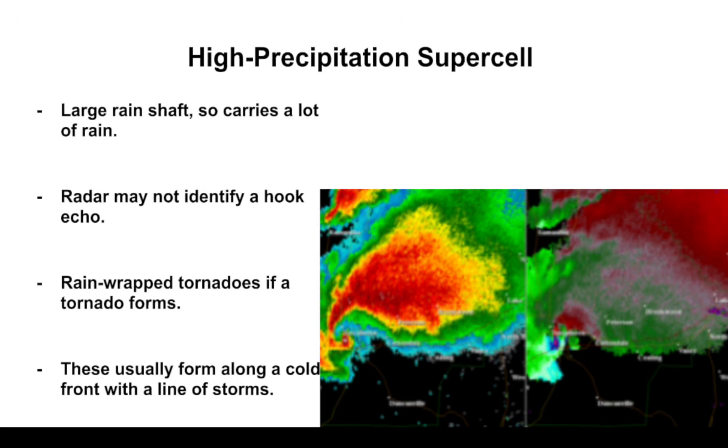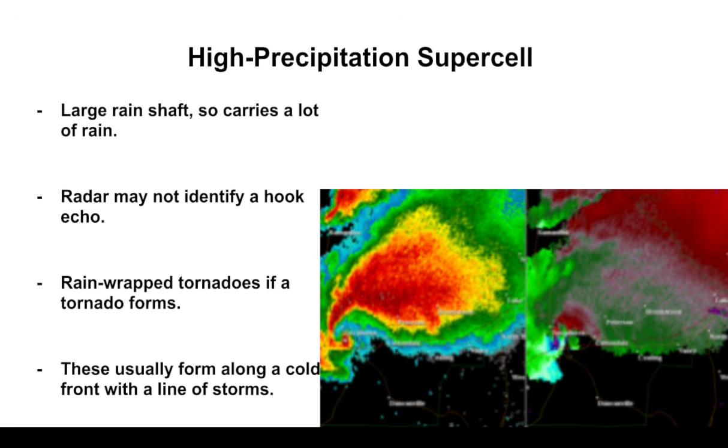Now, taking a look at the high precipitation supercell, there will be a ton of rain in the supercell, and even if there's rotation or a tornado, the radar may not identify a hook echo, like a fishing hook on radar, because it's so well wrapped in rain. But you can still identify a tornado in multiple ways from radar even then. If a tornado forms, it will be rain-wrapped, and rain-wrapped tornadoes seem more likely to happen than not in the Midwest anymore.